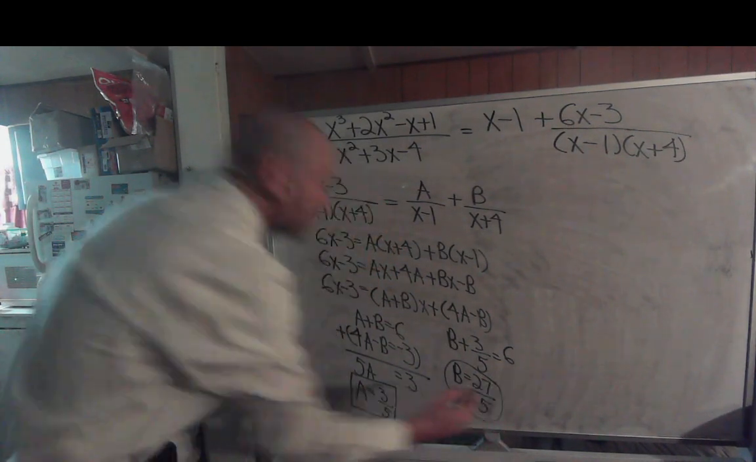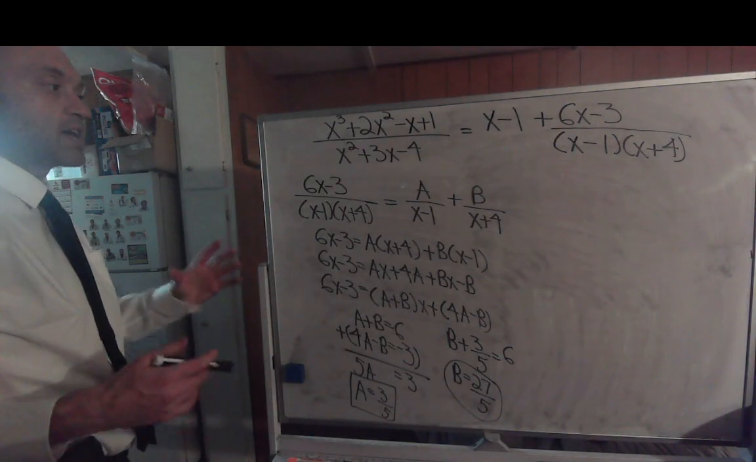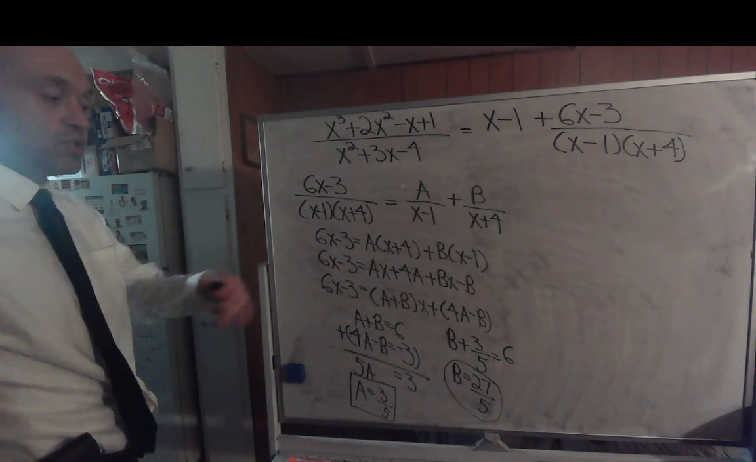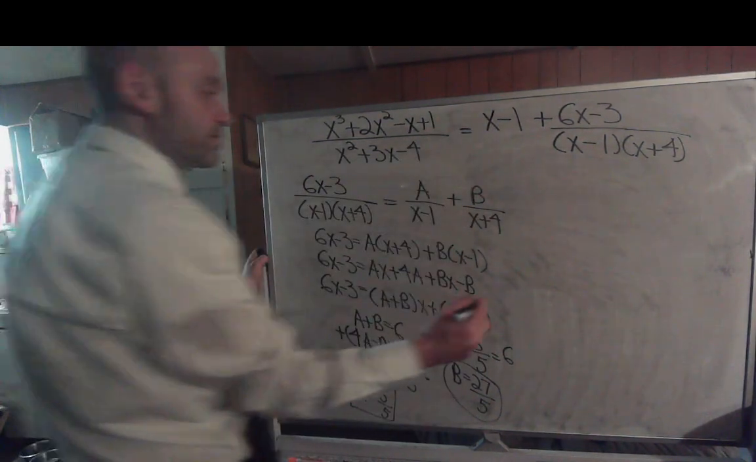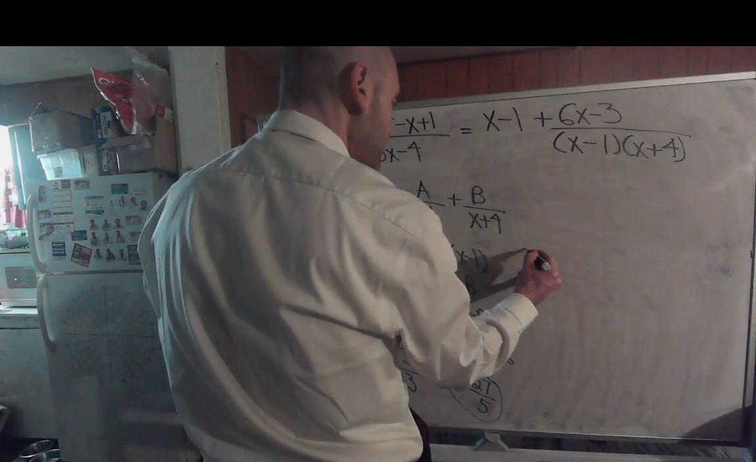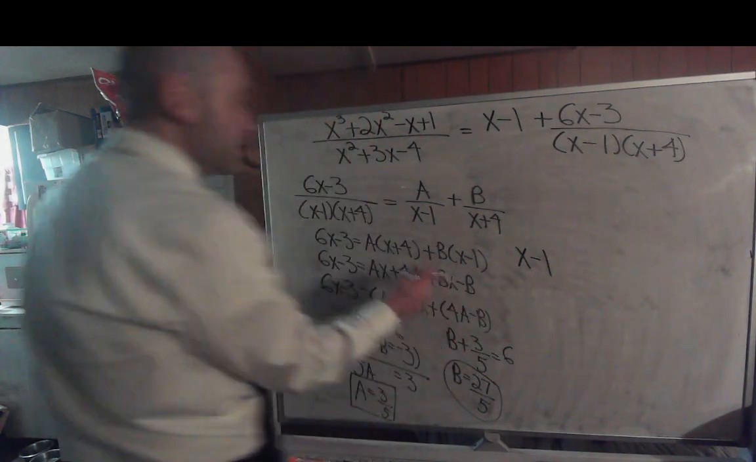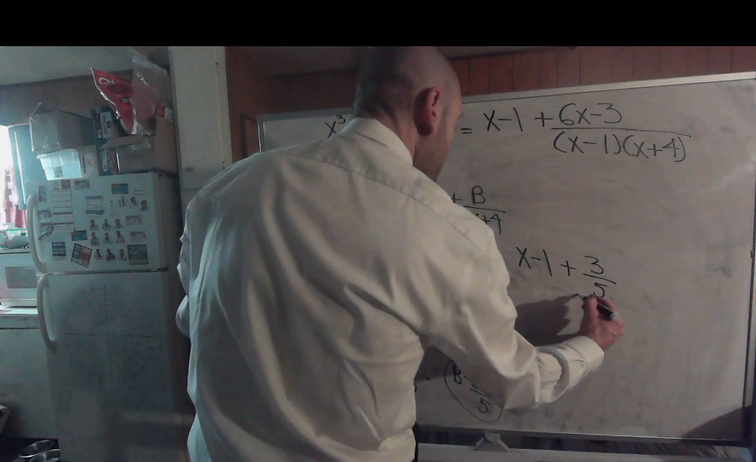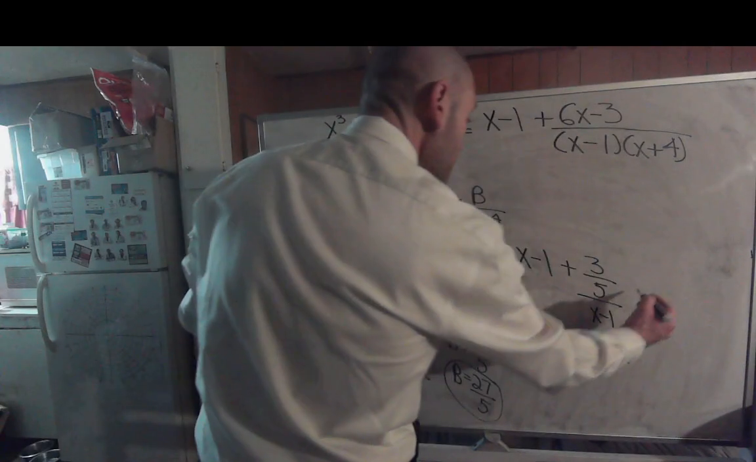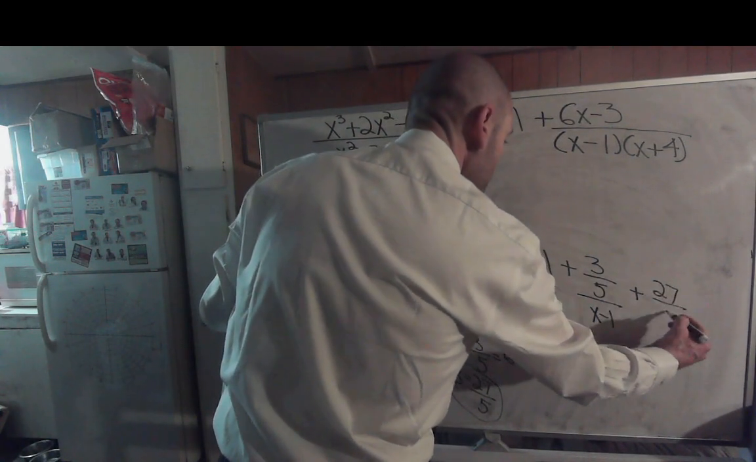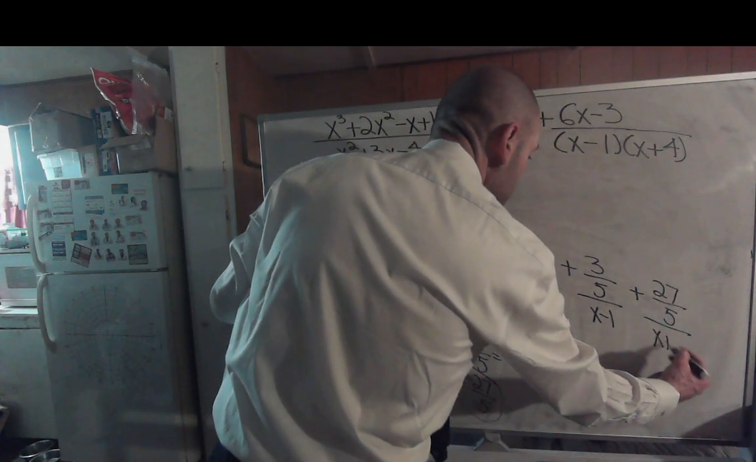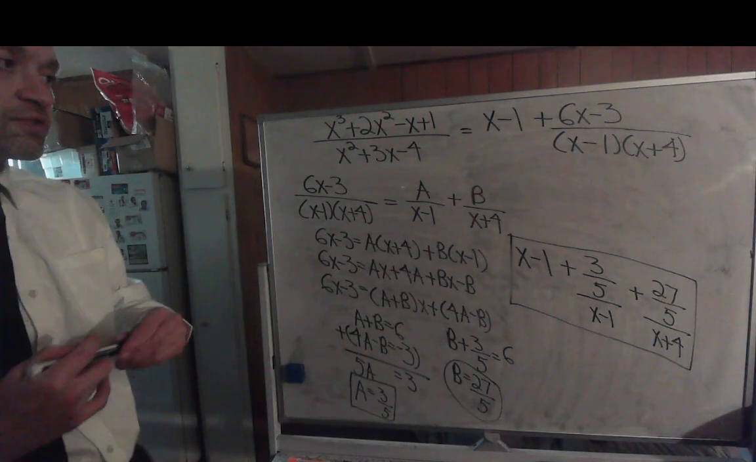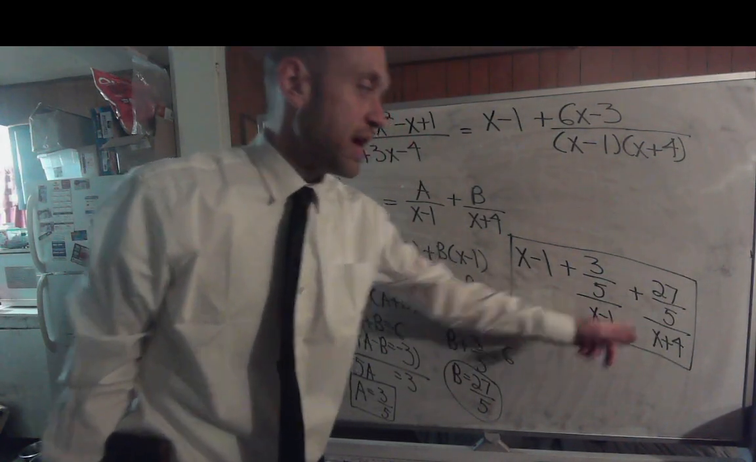So now we know both a and b, we can do the full partial fraction decomp. But don't forget to take your original x minus 1 and add that to it. So the really full factored form with partial fraction decomp is going to be x minus 1 plus my 3/5 over x minus 1 plus my 27/5 over x plus 4. So that would be my fully factored form with partial fraction decomposition.